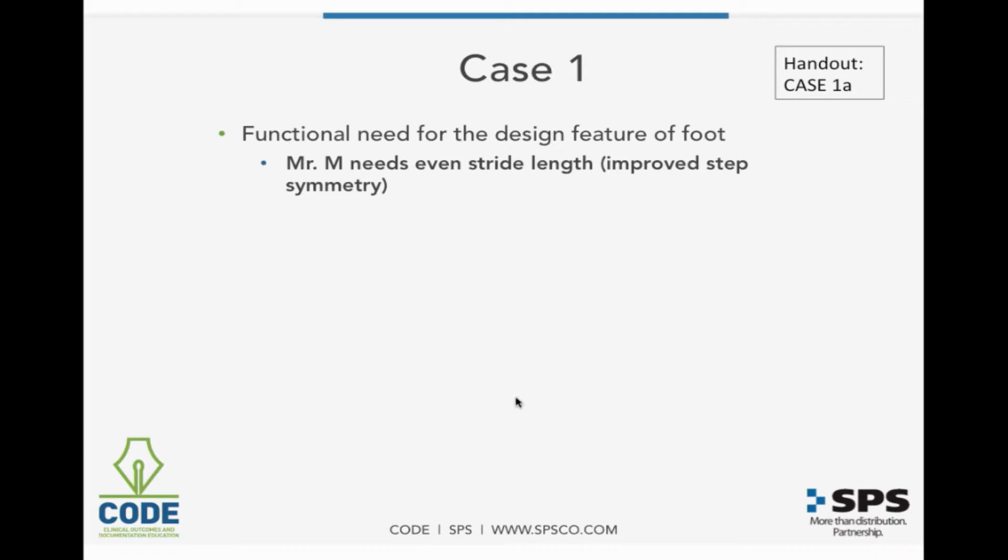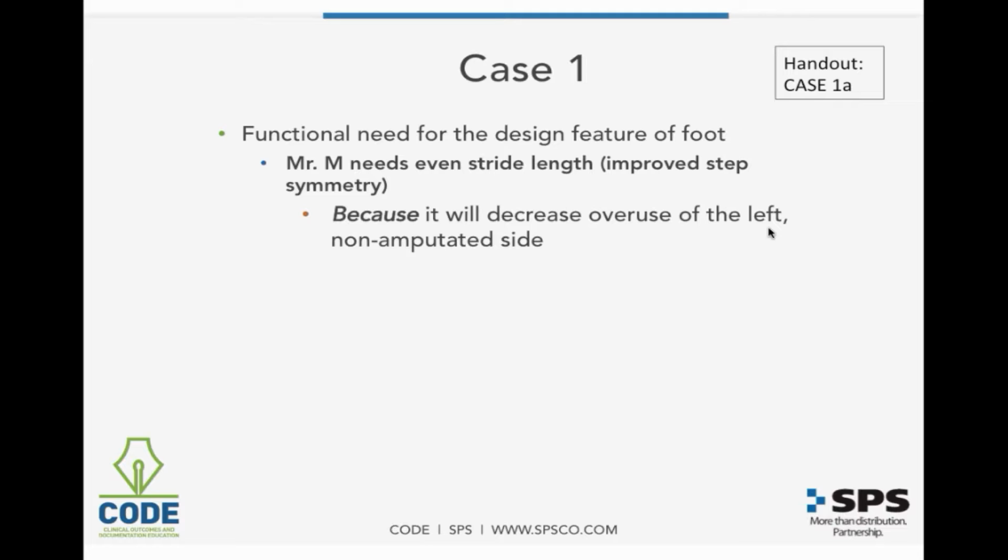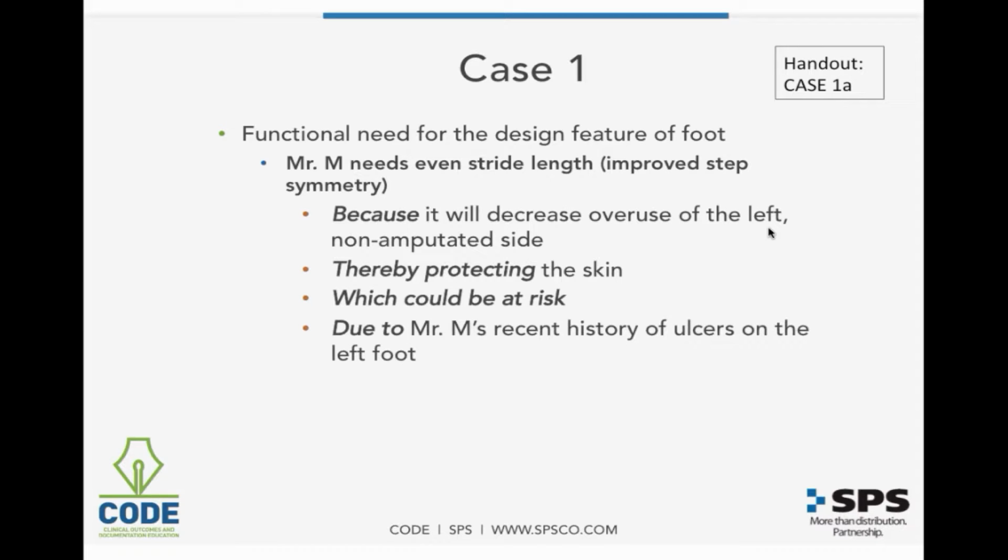What else does Mr. M need that even stride length for? Why is that so important? And that improves step symmetry that this particular expensive foot has. Well, he needs it also because it will decrease overuse of his non-amputated side. Why is that a big deal? Because we need to protect his skin. Why would his skin be at risk? Well, guess what? He had recent history of ulcers on the left foot.